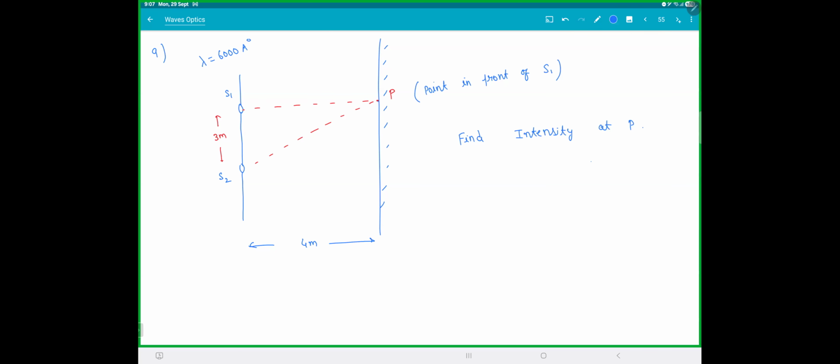So just to give an idea here, delta x is not equal to d sin theta anymore. Why? D is comparable to capital D. You can't use any of the formulas. This is not YDSE. Then you have to go back to the whole school. What is the path difference? S2P minus S1P.